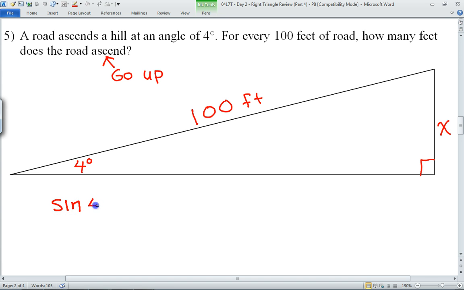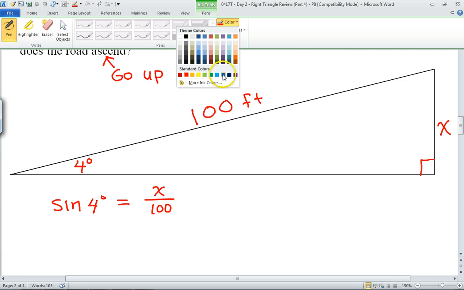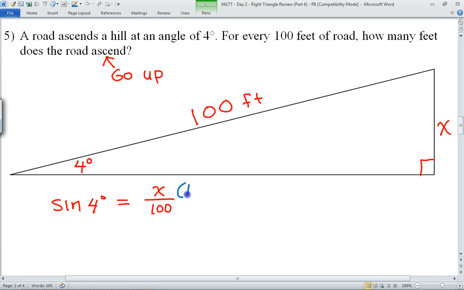So we will say the sine of 4 degrees equals opposite over hypotenuse. All we have to do is solve this for x, and that will be the answer to the question. That'll be how many feet the road ascends, goes up. So how will I get x by itself? That's right, I'm going to multiply by 100 times 100 times 100.